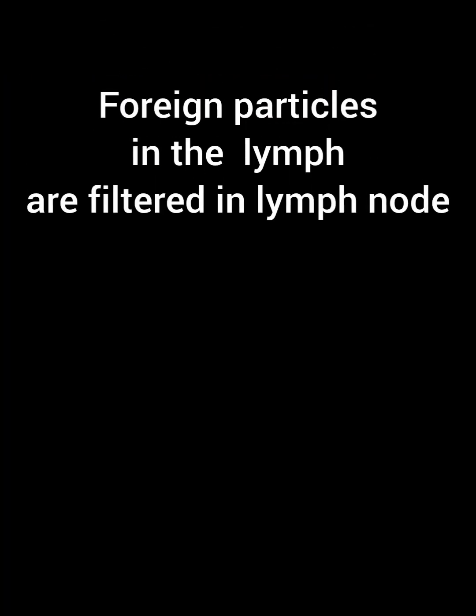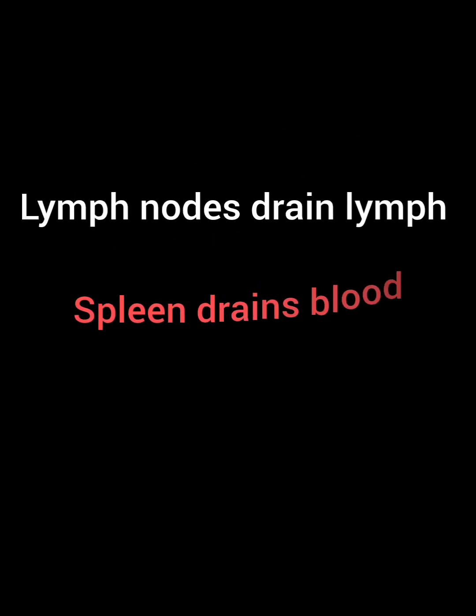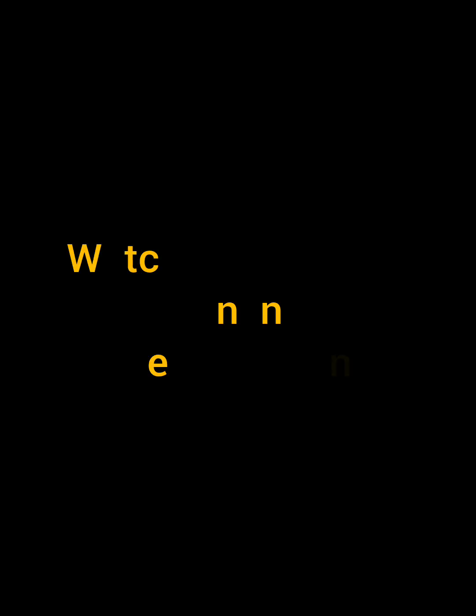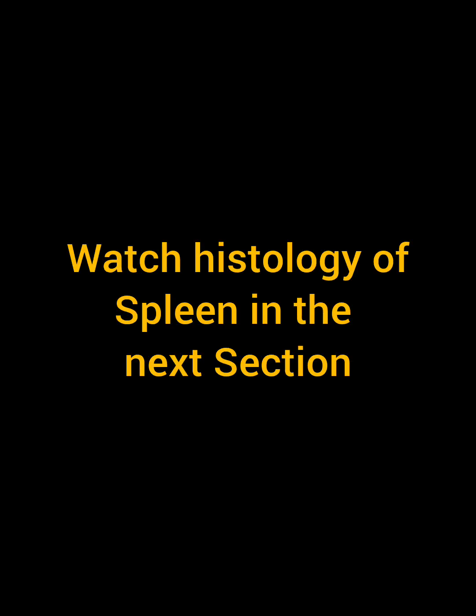This is how all the antigens flowing through the lymph are filtered in the lymph node and are presented to lymphocytes and macrophages for immunogenic reactions. Lymph nodes drain lymph. In the same way, spleen drains blood. For the same reason, spleen is also known as a hemolymphoid organ. We will see the histology of spleen in the next section.